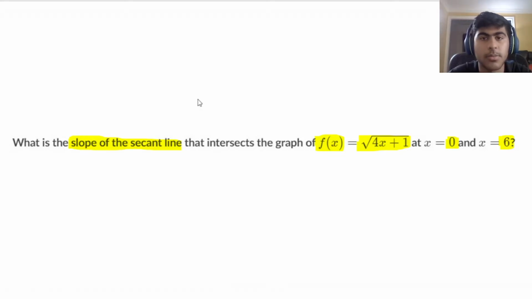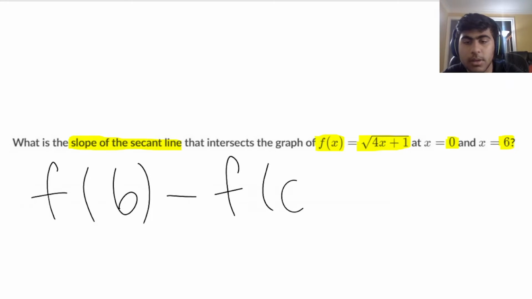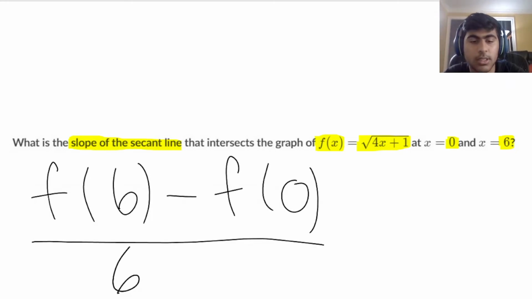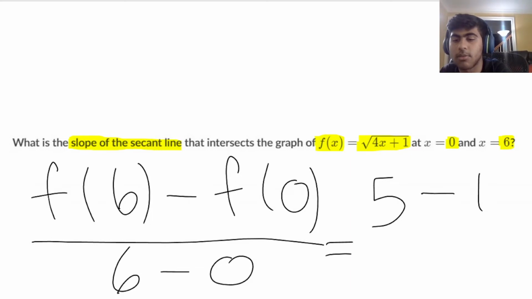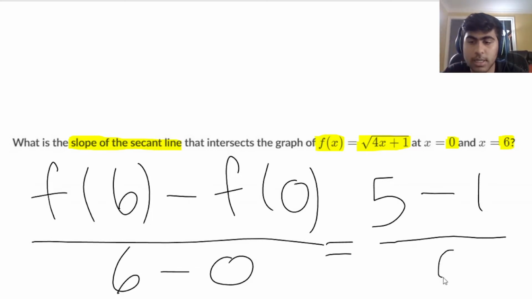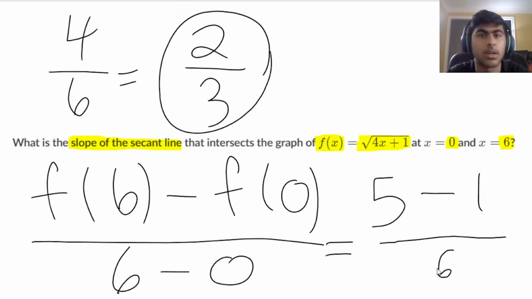So it's going to be the same form as 4, right? f of 6 minus f of 0 over 6 minus 0. We plug in 6 into here. 4 times 6 is 24, plus 1 makes 25. The square root of 25 would be 5. We plug in 0, we just get 0 plus 1, that's 1. The square root of 1 is 1, of course. So 5 minus 1, or 4, over 6. 4 over 6 is equal to 2 over 3, and we are done.